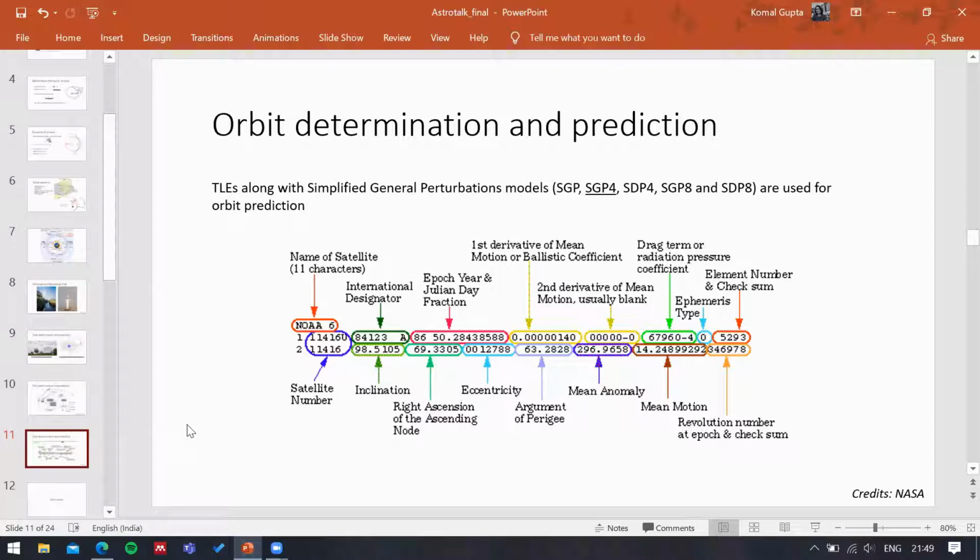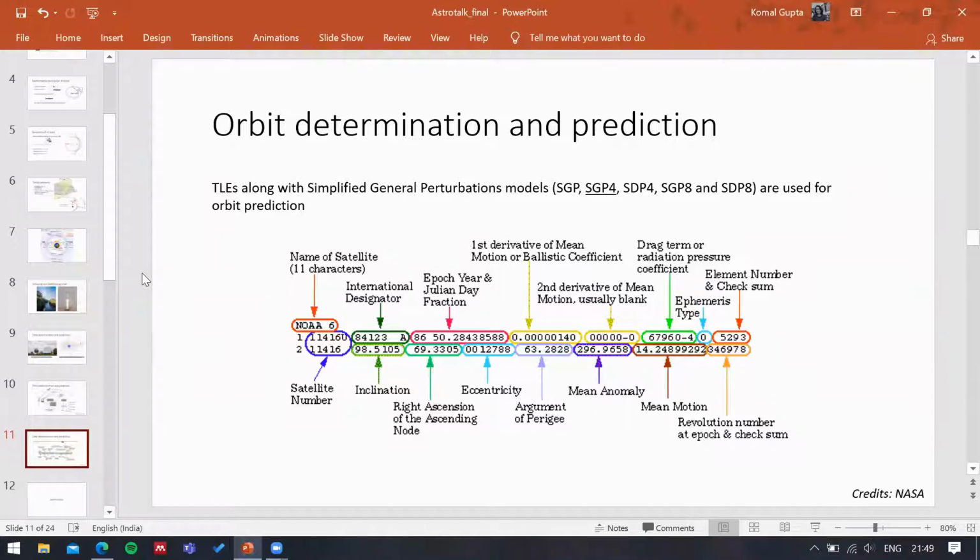So orbit determination and prediction is a very important part of astrodynamics, and a lot of research has been going on into how to make these algorithms better.